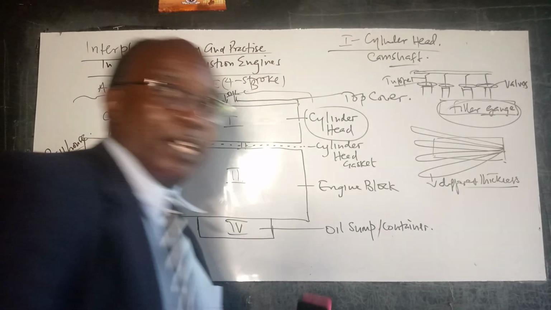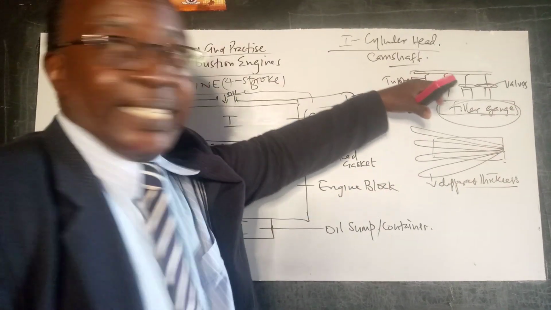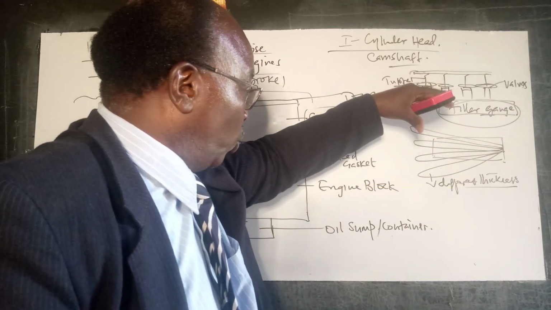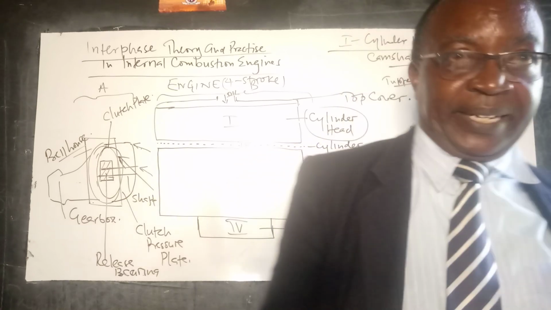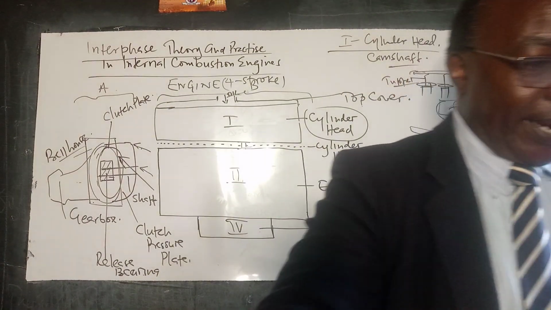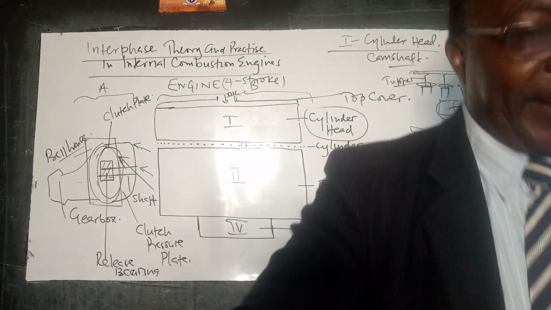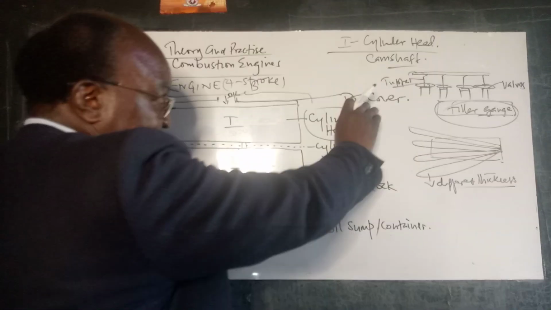And so each engine or machine has a specific tappet clearance. So you use the feeler gauge to adjust the clearance for those tappets so that they step properly on the valve and do the appropriate opening of the valves as is required. So that is the cylinder head.